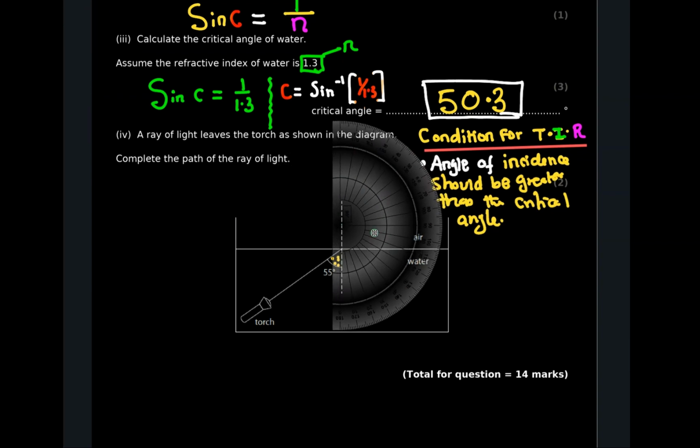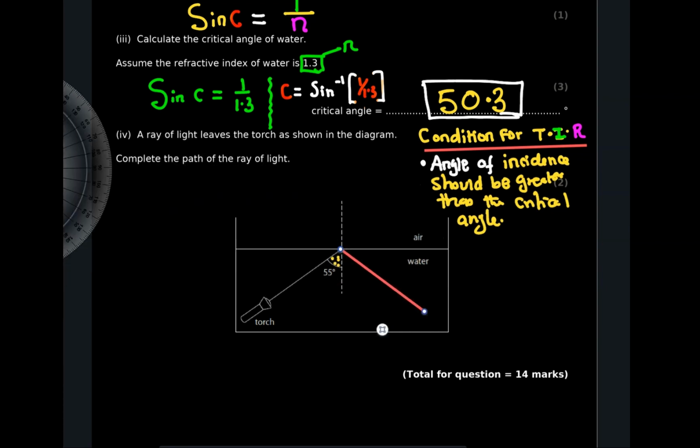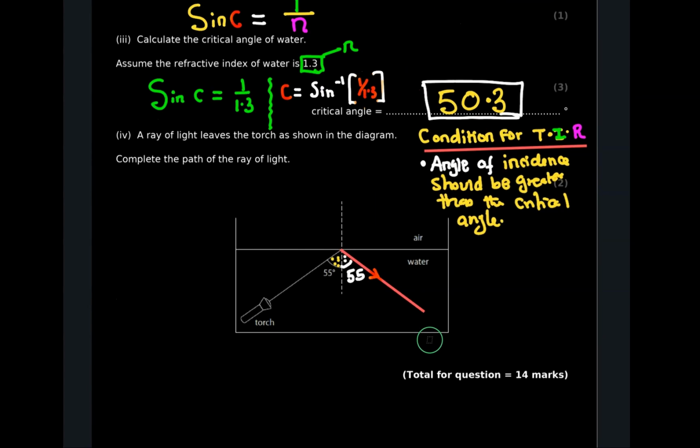So which means that in our case here, we're going to have total internal reflection, and the ray is going to move at an angle of 55 degrees like that. So this ray is going to be traveling at this 55 degrees in that particular direction. That is how the ray of light is going to behave.